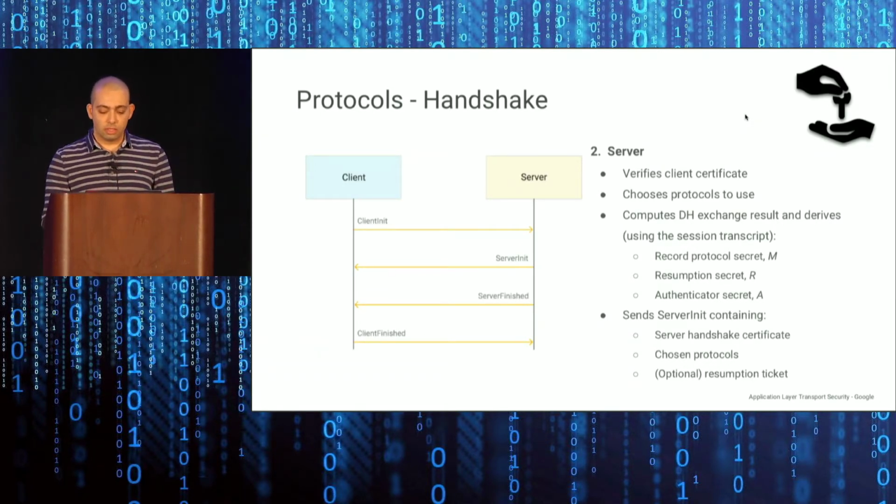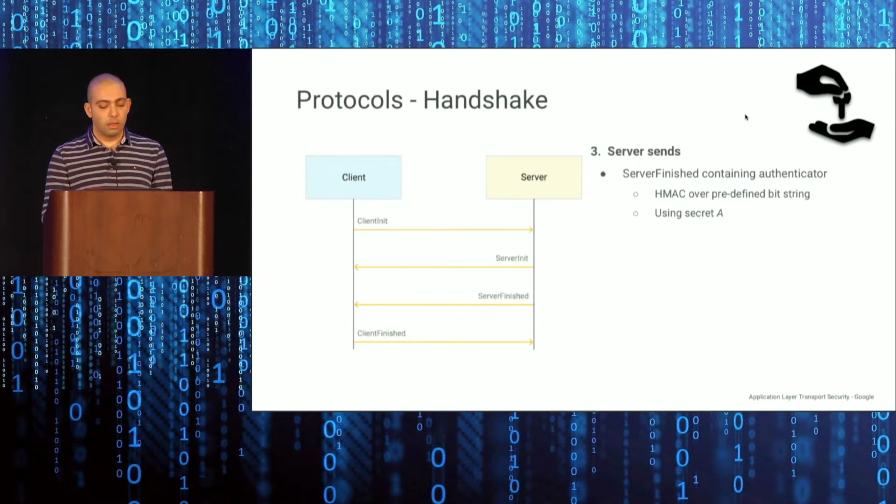After that, the server would send its server init message, which contains the server identity, the server certificate, which contains its identity, the chosen record protocol, and optional resumption tickets. Also, since the server has finished its part, it will send a server finished message containing an HMAC over a predefined bit string, and this HMAC is computed using the third secret that is derived, which is secret A.